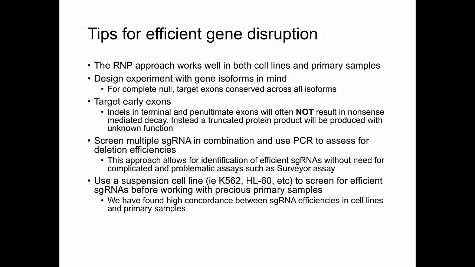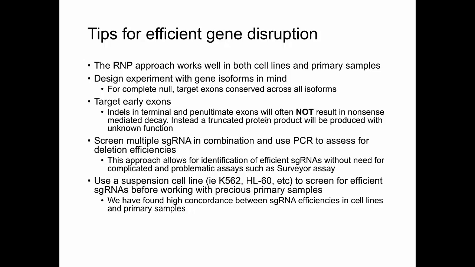So the RNP approach works really well, and I showed a little bit of data from both cell lines and primary samples. We've actually done some work with primary leukemias as well, and it looks really promising. So it appears as though for all suspension cells, including both cell lines and primary samples, this approach is one that you should definitely look at.